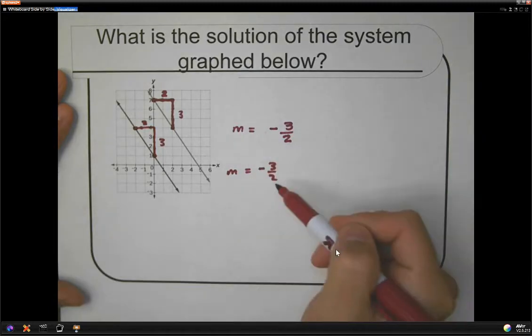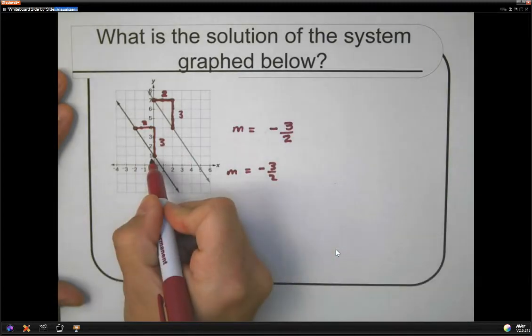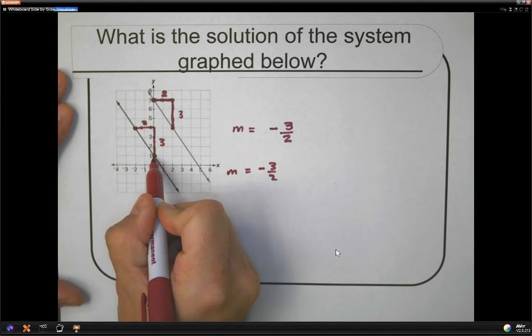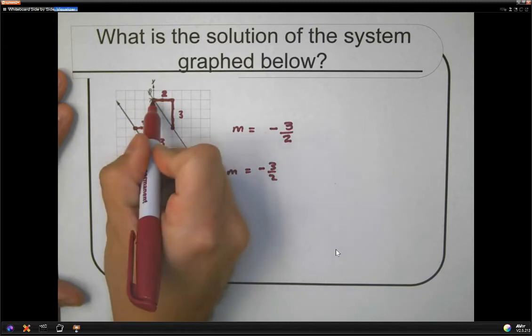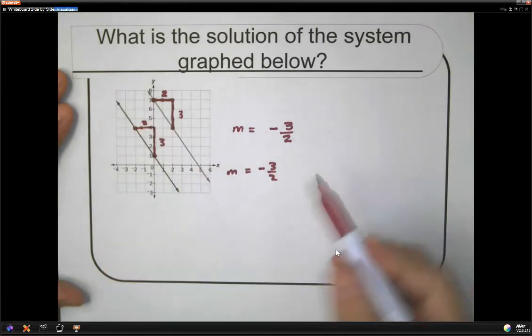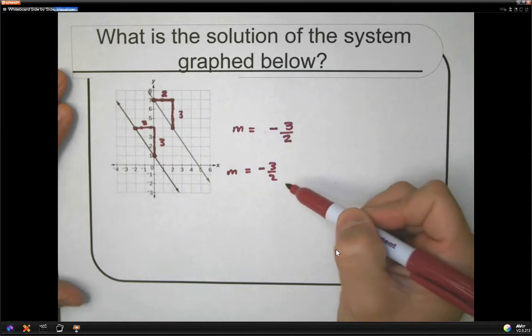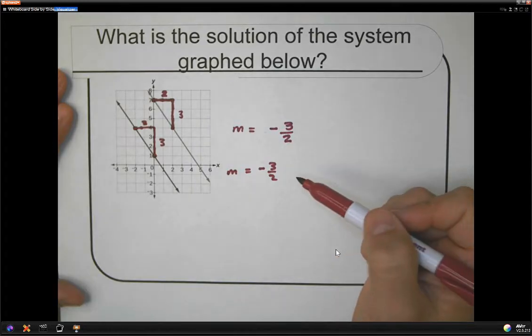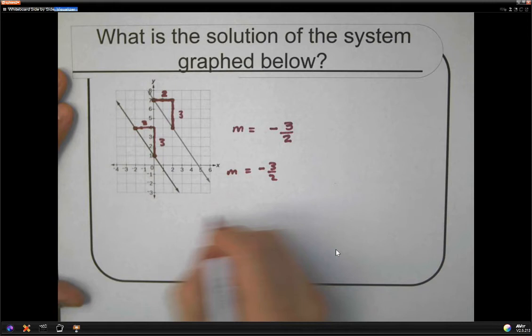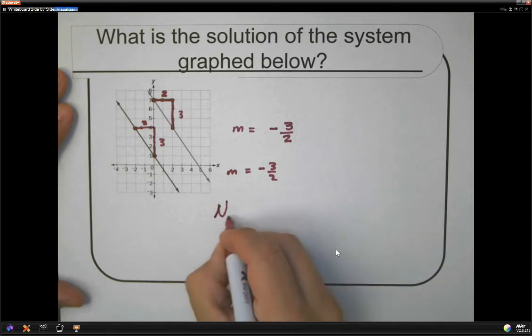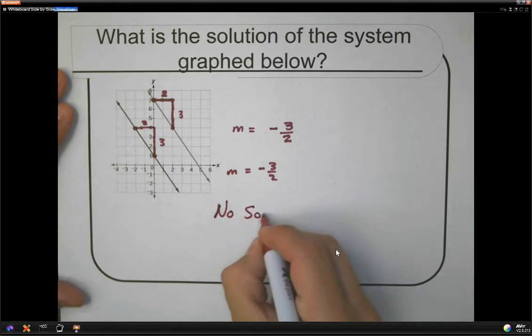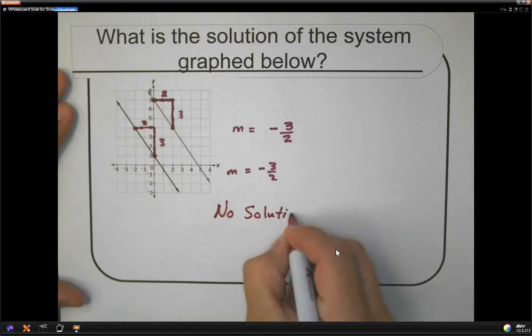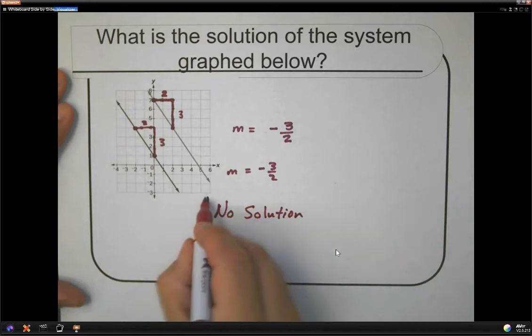The slopes are the same, but their y-intercepts are different. This one has a y-intercept at 1. This one has a y-intercept at 7. Being that they have the same slopes, but different y-intercepts, this lets me know that the solution to this is actually no solution. These two graphs will never cross.